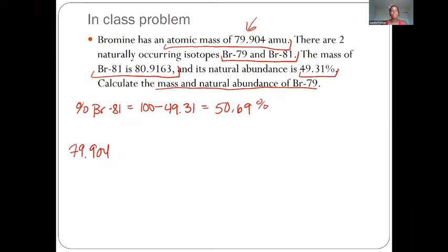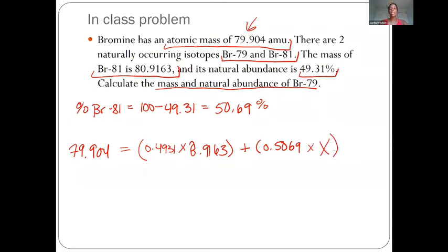We would start with 79.904 written on the left side, representing the atomic mass. We're going to then set that equal to a parentheses for the first isotope, which we know has an abundance of 49.31. We write that as a decimal. We're going to do 0.5069, and now we're going to do times X because we don't know the mass of that isotope. We're going to be solving and calculating for that particular number. So at this point, it becomes algebra. So go ahead and plug in your parentheses.